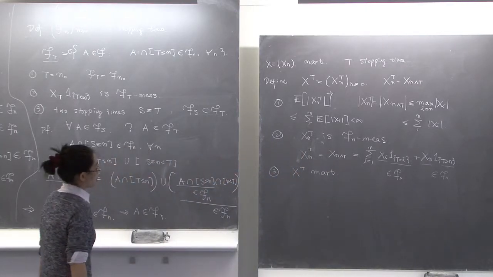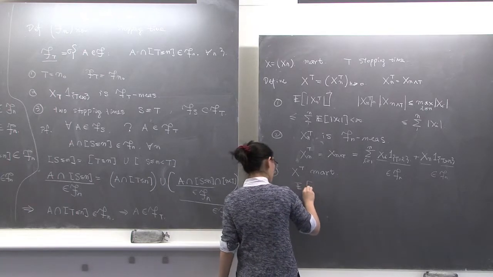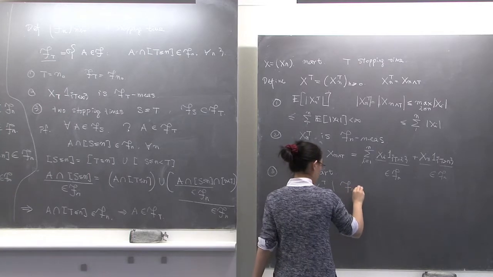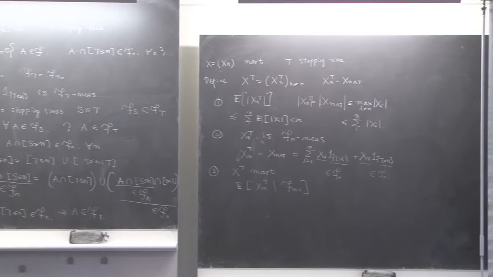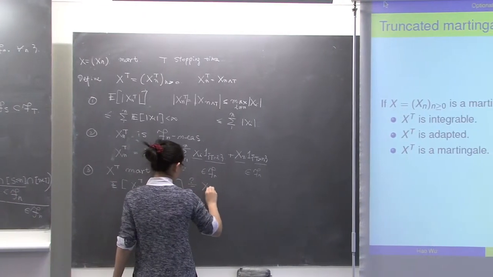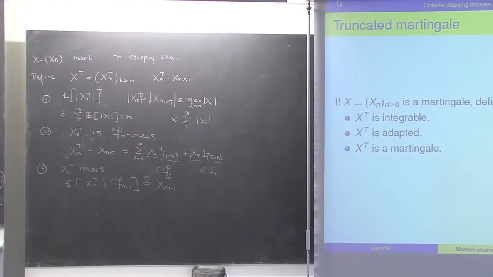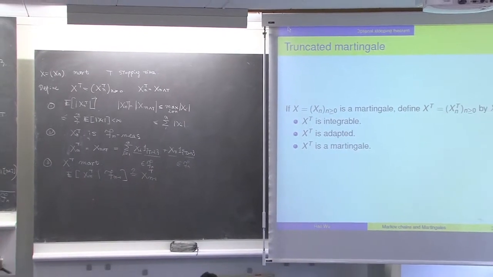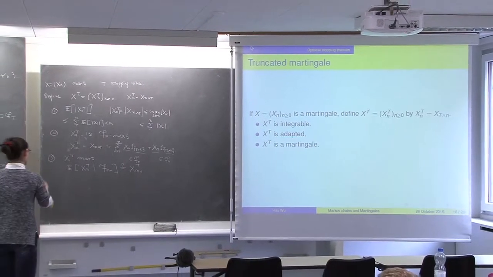And why is this true? In order to check that it is still a martingale, we need to check the conditional expectation of X_{T∧n} given F_{n-1}. If we can show that this equals X_{T∧(n-1)}, then for smaller m, we can also check by the Tower law. So it is sufficient to check that this is true.